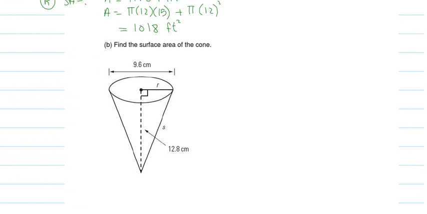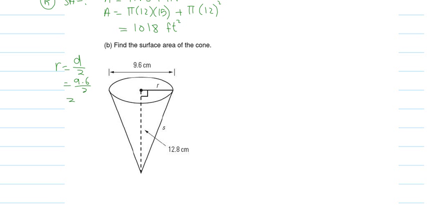How can I find the radius? Divide the diameter by 2. So the radius is equal to diameter divided by 2. That's 9.6 divided by 2, which is 4.8 centimeters.